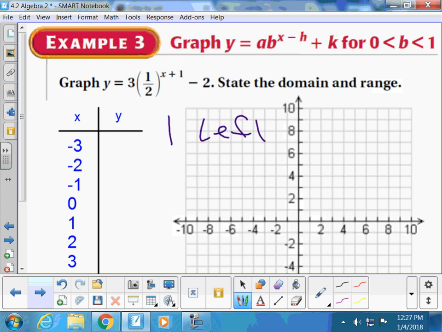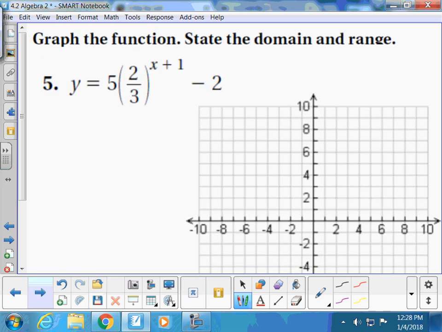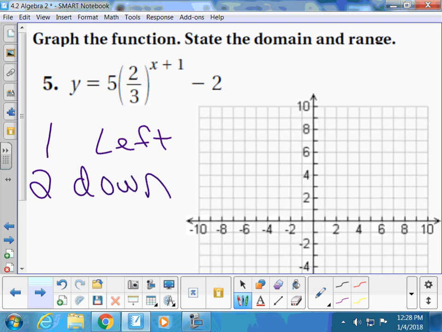1 left. I heard somebody say left. And then what about up and down? 2 down. Perfect. Any questions on that one? All right, next one. How far would this one go left or right? 1 left, and then up and down? 2 down. Yep, I heard some people saying it. Perfect.